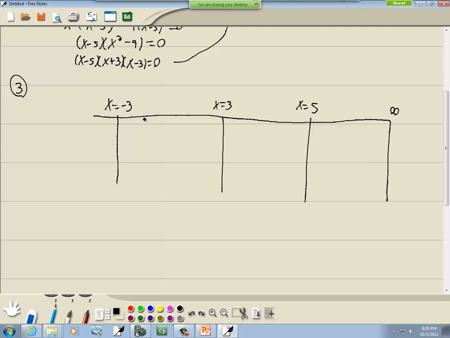Over here we got positive infinity. And over here we have negative infinity. Now we want to pick our test cases. So I want to choose an x value between negative infinity and negative 3, like negative 4. I want to choose one between negative 3 and 3, which is like 0. Something between 3 and 5, 4 would be a good one. And something greater than 5, like 6.